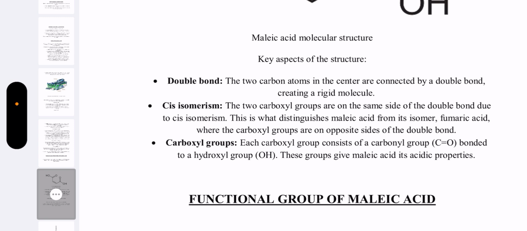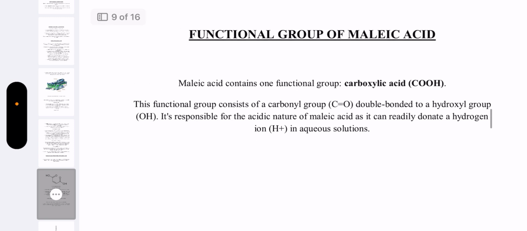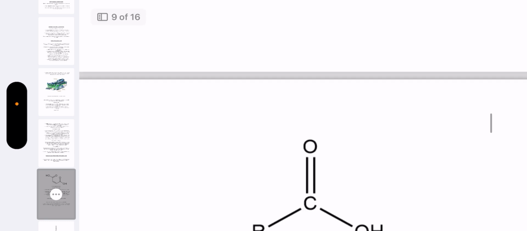Carboxylic groups. Each carboxyl group consists of a carbonyl group bonded to a hydroxyl group. This gives malic acid its acidic properties. Functional group of malic acid: malic acid contains the functional group of carboxylic acid. This functional group consists of a carbonyl group double bonded to a hydroxyl group. The OH is responsible for the acidic nature of malic acid, as it can readily donate a hydrogen ion in aqueous solution.